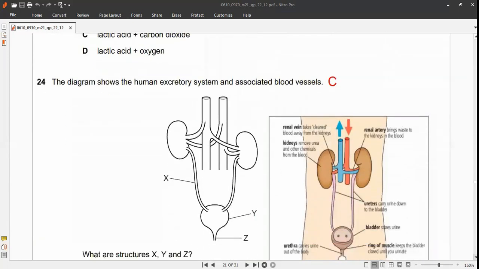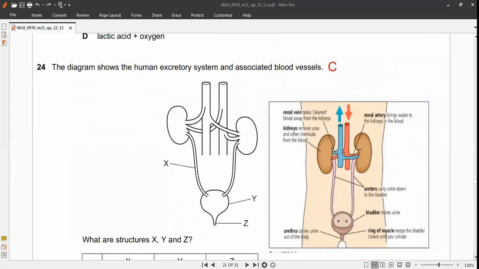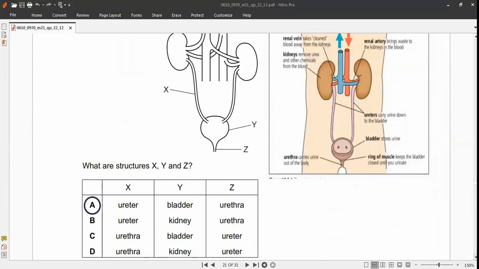The diagram shows the human excretory system and associated blood vessels. What are structures X, Y, and Z? X is called the ureters, Y, bladder, and Z, urethra. What is the function of X? Ureters carry urine down to the bladder. The bladder stores urine. The urethra carries urine out of the body. So X, ureter; Y, bladder, stores urine; and Z, urethra, carries urine out of the body.